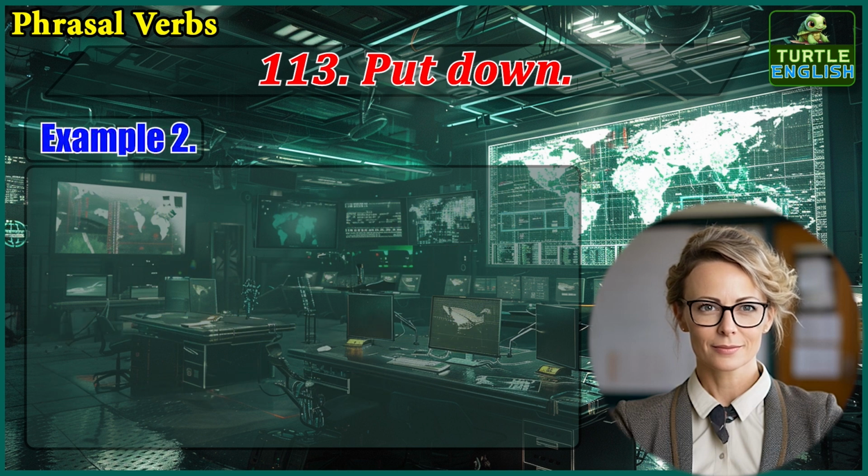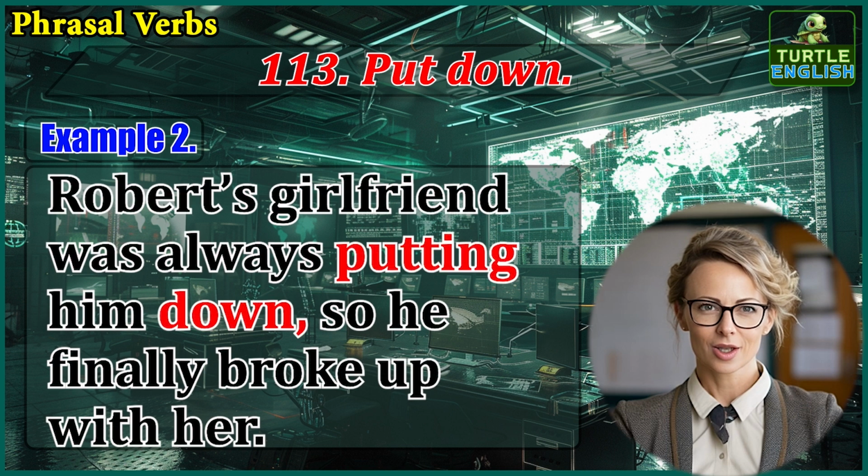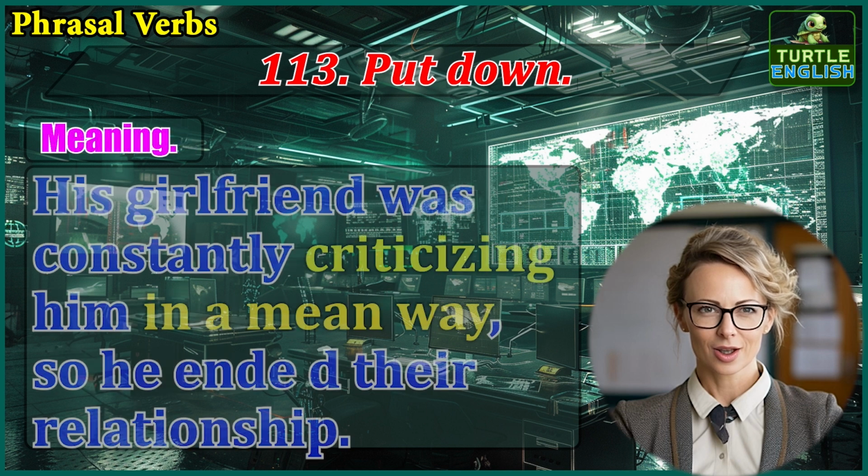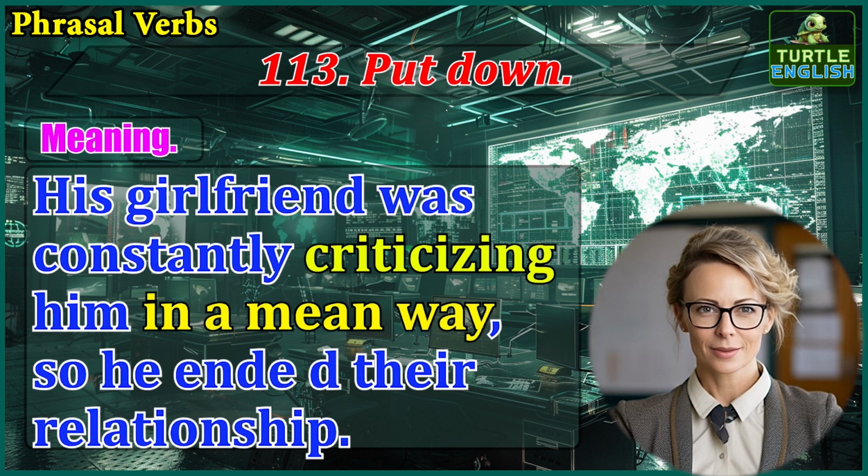Example number 2. Robert's girlfriend was always putting him down, so he finally broke up with her. Meaning, his girlfriend was constantly criticizing him in a mean way, so he ended their relationship.